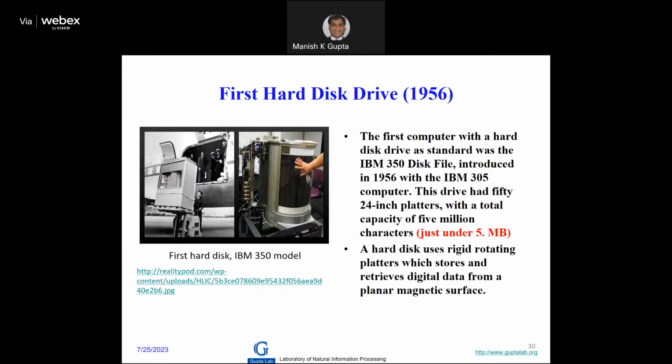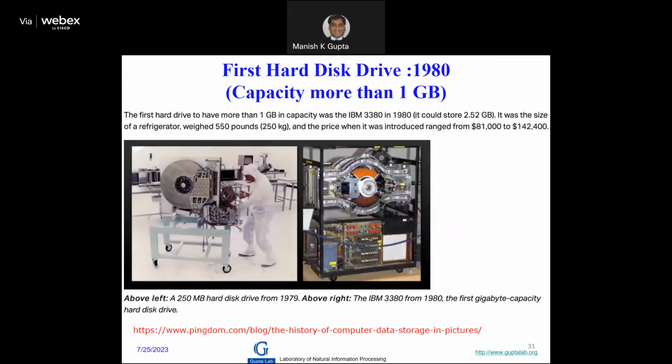And it was only able to store just under 5 MB. This much size machine only storing 5 MB. Will you buy it now if it is available? Of course not, right? Because you see the evolution, how things have happened, right? Really, things have changed.